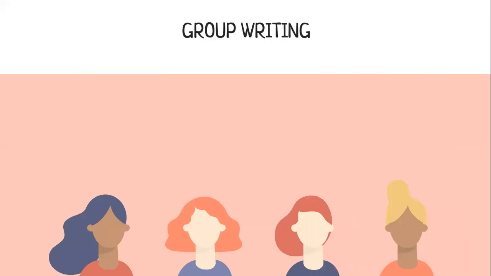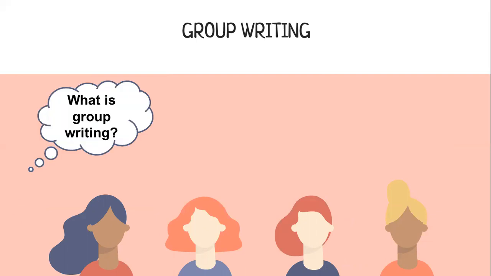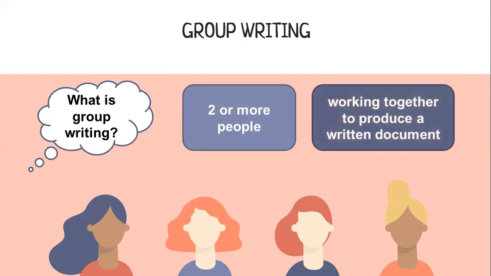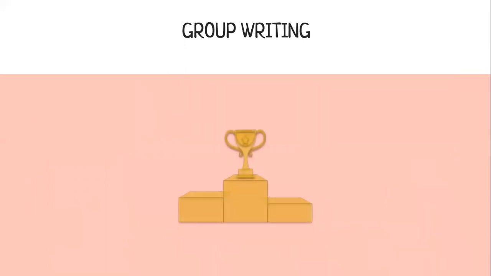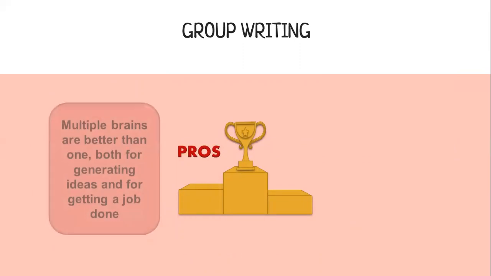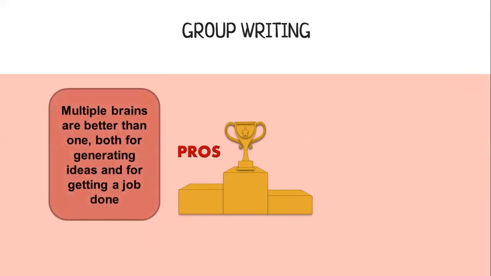The second way of assessing student writing is group writing. So what is group writing? Group writing assessment includes two or more people working together to produce a writing document. About the pros and cons of group writing. The pros: multiple brains are better than one, both for generating ideas and for getting a job done.